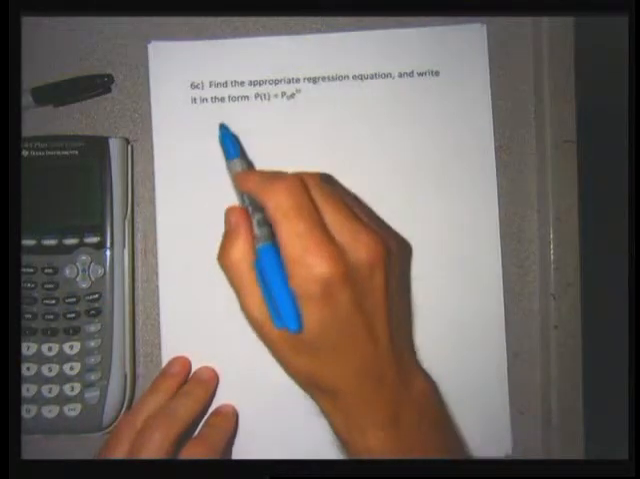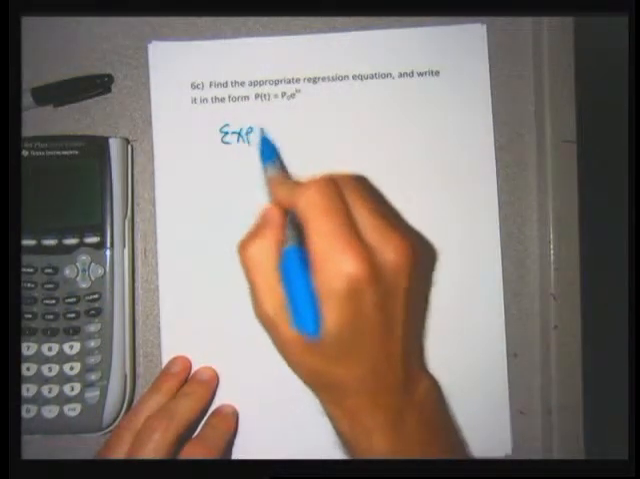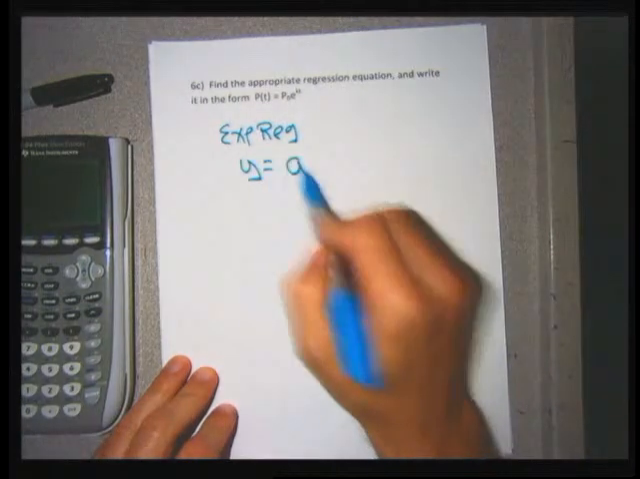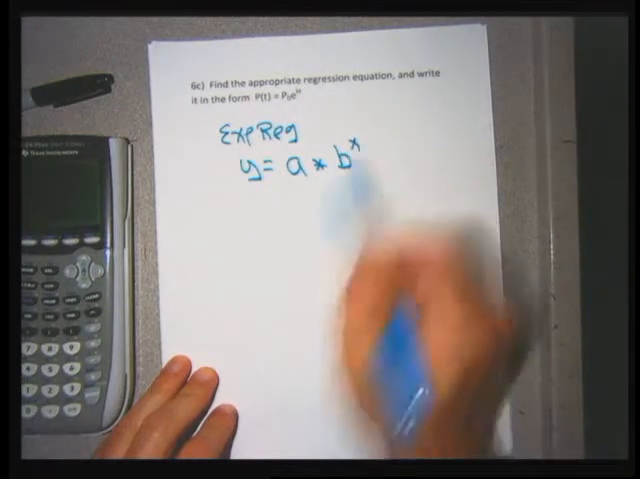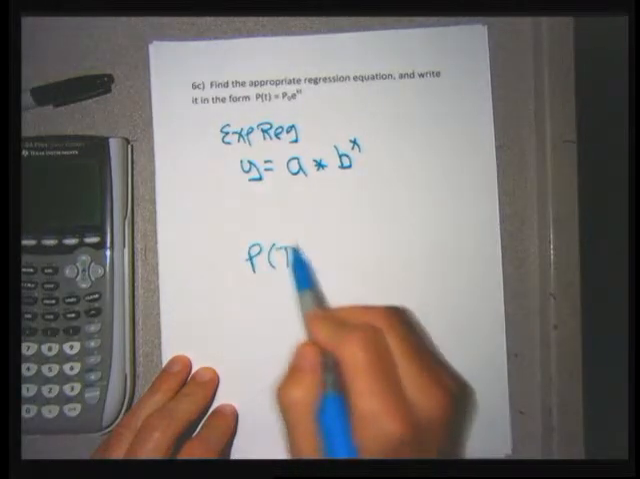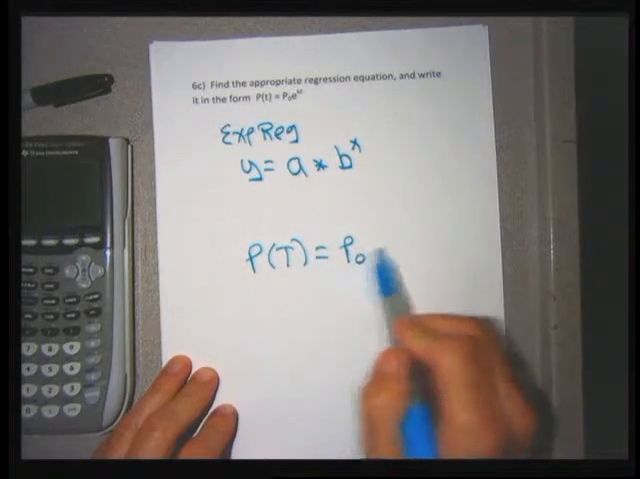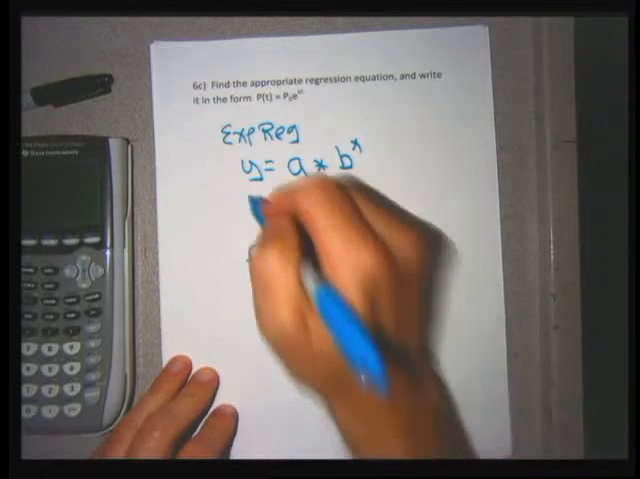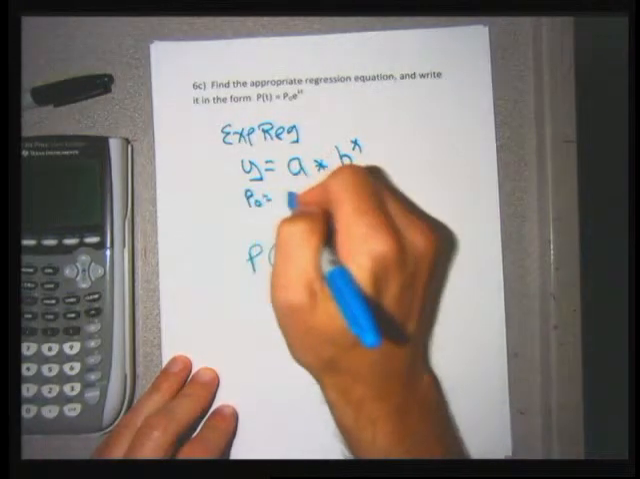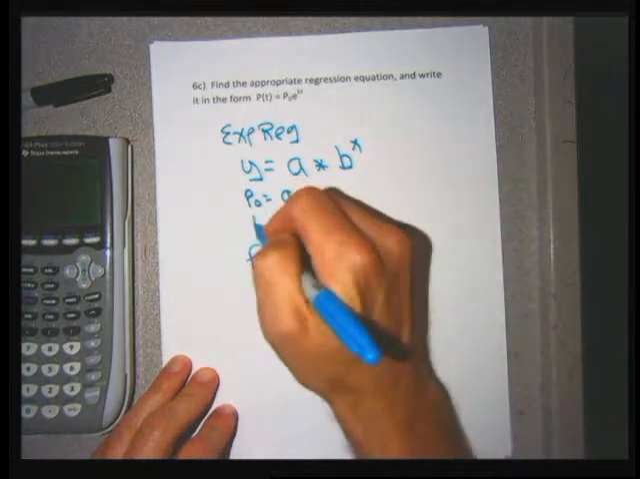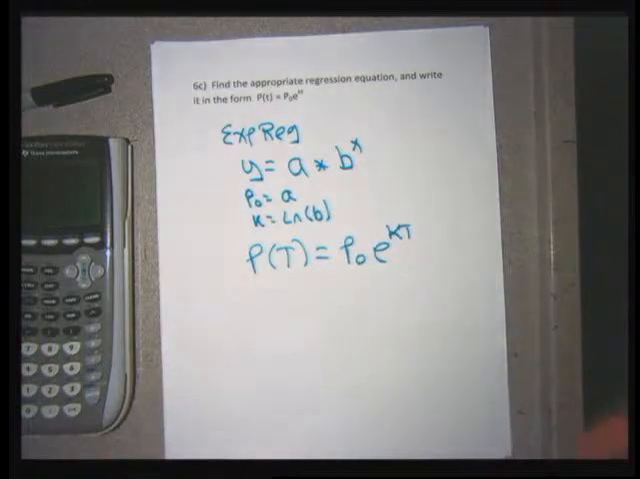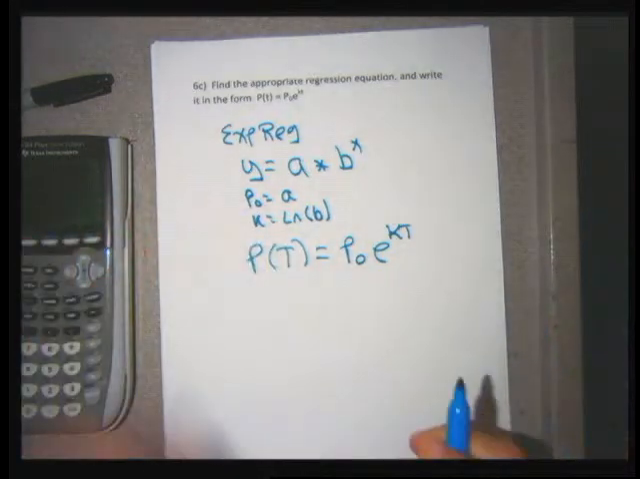So I'm going to do exponential regression, EXP REG on my calculator. It's going to give me y equals a times b to the x. My goal is to come up with an equation in the form P of t equals P sub 0 times e to the kt. And again, I'm going to cheat. I'm going to say that P sub 0 is going to be the same as a, and that k is going to be the natural log of b. Rather than going through the algebra to actually find how to get that, I use the shortcut strategy.